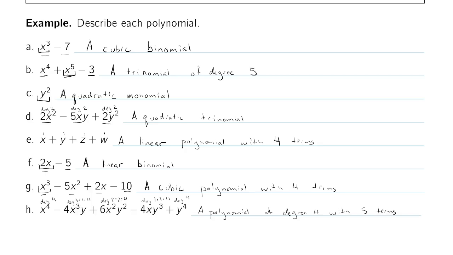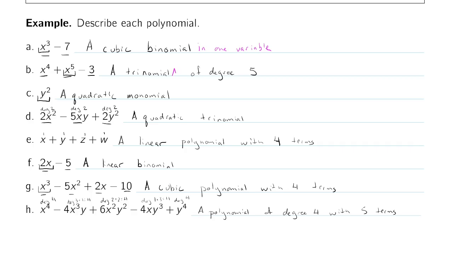Now, there's another descriptor that we've used, right? We've talked about polynomials being homogeneous, polynomials being in one variable. How would we insert that into these descriptions? So if it's a polynomial in one variable, we would say in one variable right after the name. So this is a cubic binomial in one variable.